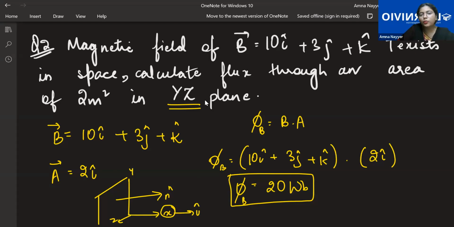If it was, let's say, xy, perpendicular to xy is the z-axis, so we would have written k cap. If it was xz, perpendicular to xz is the y, we would have written j cap. So since this is yz, perpendicular to it is the x-axis. Got it? Yes, ma'am. All right, please write it, then we'll move on to Faraday's laws of EMI.